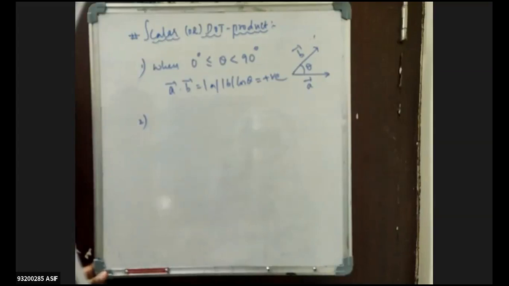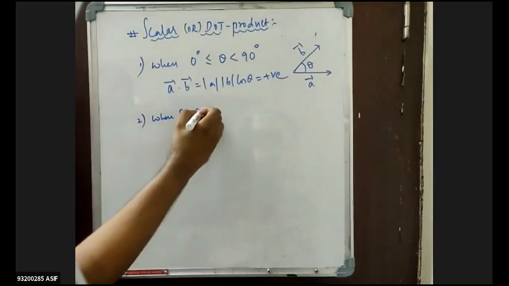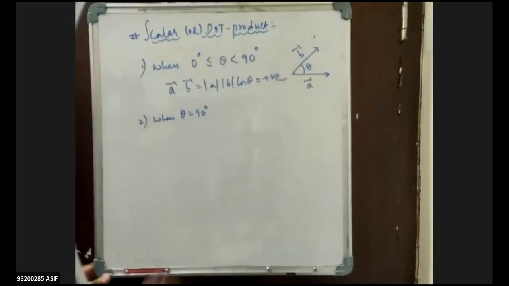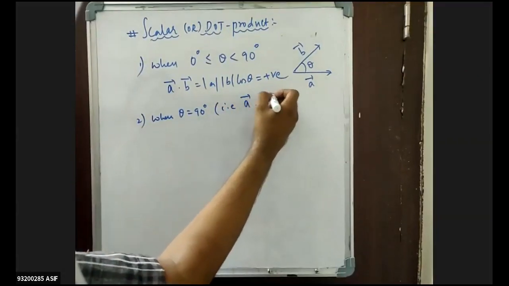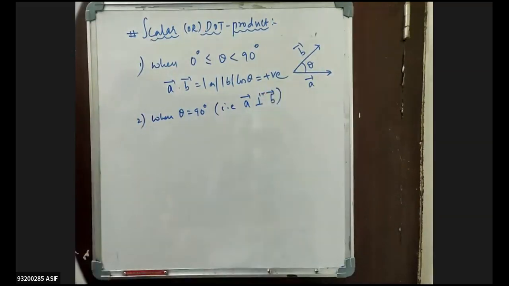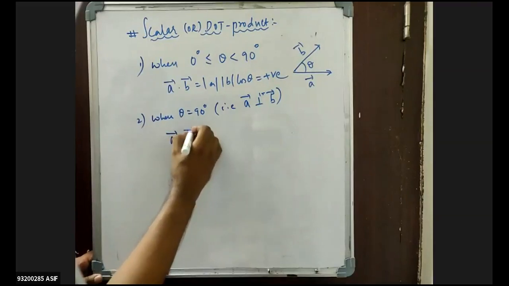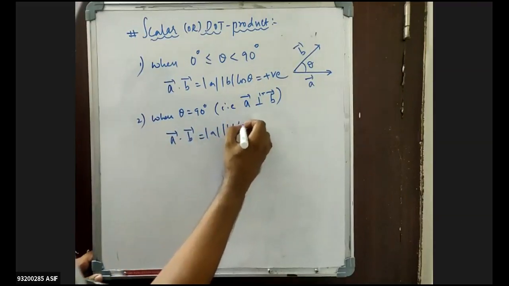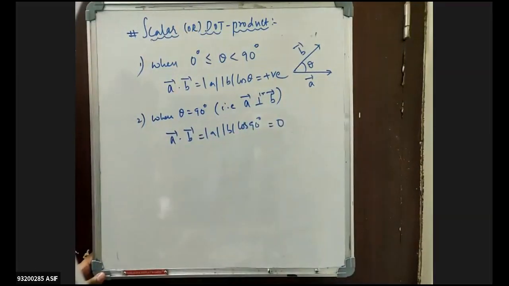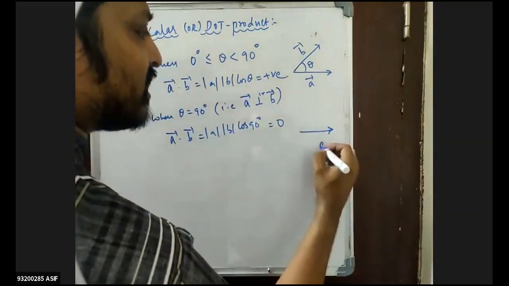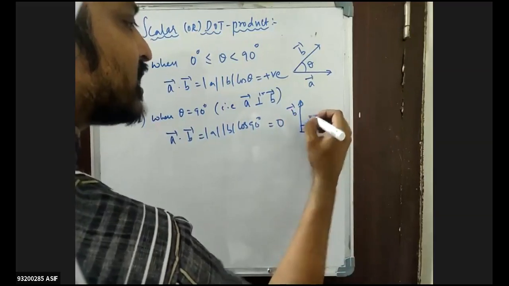In the same way, if I'm taking theta equal to 90 degrees, I mean to say A bar is perpendicular to B bar. Then what will be the value of A bar dot B bar? A bar dot B bar will be mod A mod B into cos 90. Cos 90 will be equal to how much? 0. It will be zero. How will the vectors be in this one? This is vector A bar and this will be vector B bar. Angle between them is how much? 90 degrees.